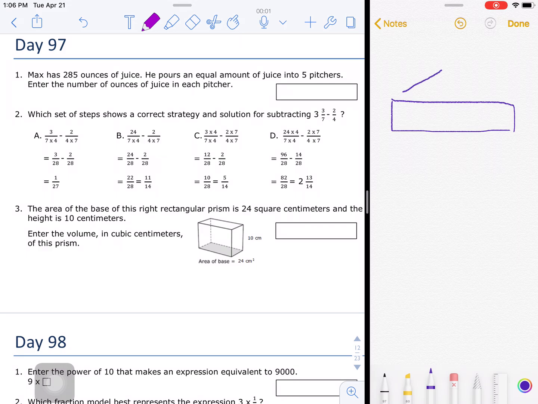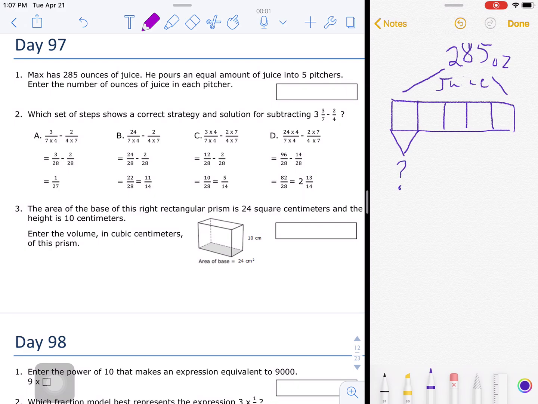equal amounts. So we're going to write this as 285 ounces. And it's also juice, so I'm just going to write that down there. And we're splitting it into 5 equal amounts. And the question is, so each of those is going to be a pitcher. And the question is, how much goes in each pitcher?